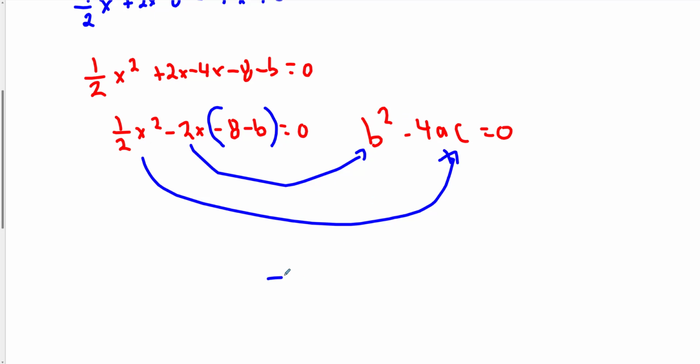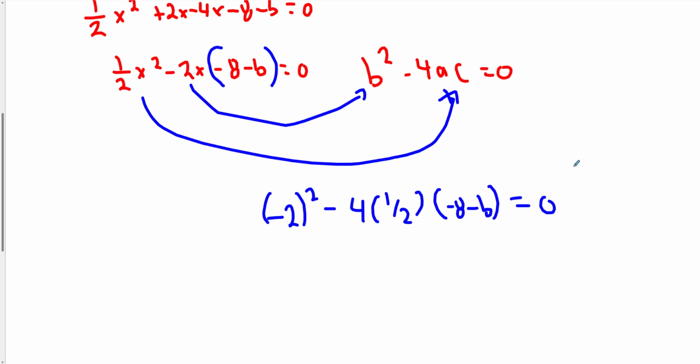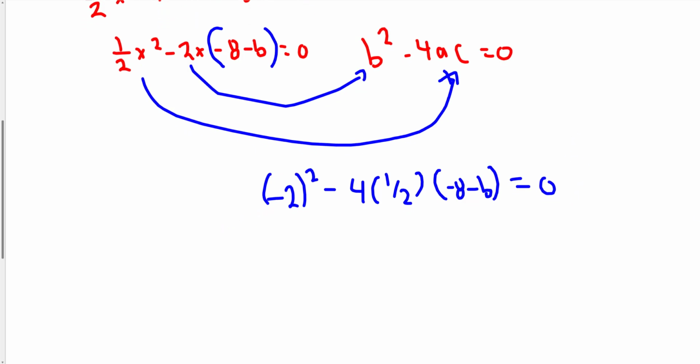So what's my b value? Negative 2 squared minus 4 times 1/2, and my c value is going to be negative 8 minus b, whatever that is. And that's equal to 0. Now I have this new equation. What's negative 2 squared? Well, that's going to be 4 minus, what's 4 times 1/2? That's going to be 2, times negative 8 minus b equals 0.